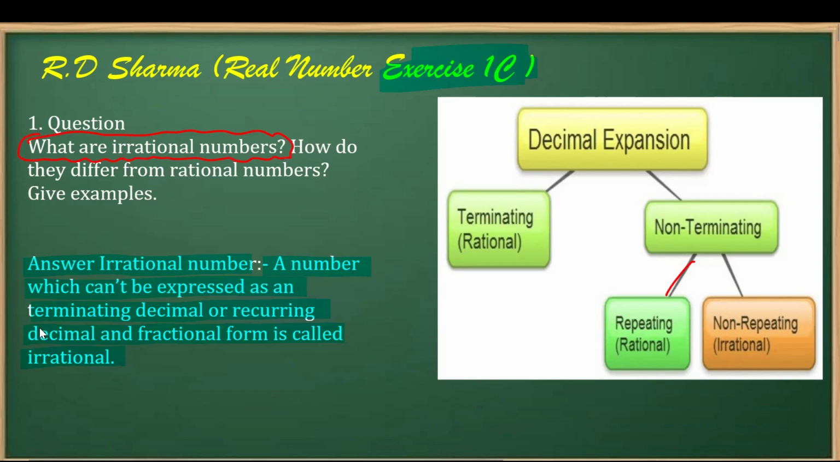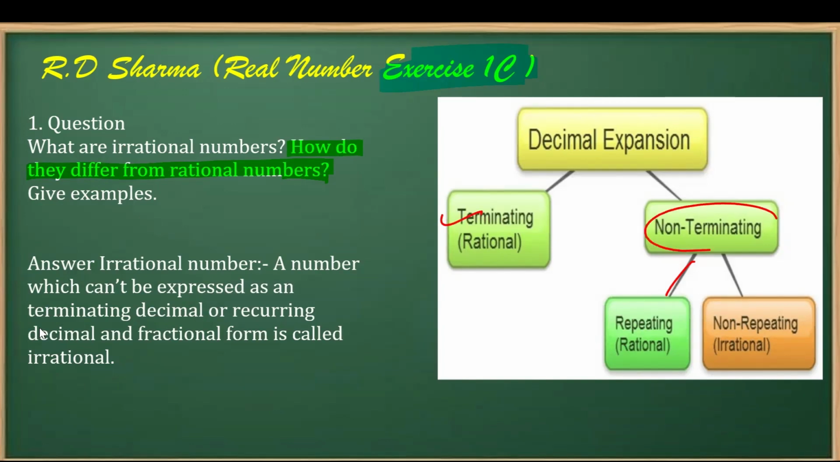Now the later part says how do they differ from rational numbers? We may simply say that in the case of a rational number, the decimal expansion is either terminating or non-terminating, repeating. Now, there is another way by which you can define this.